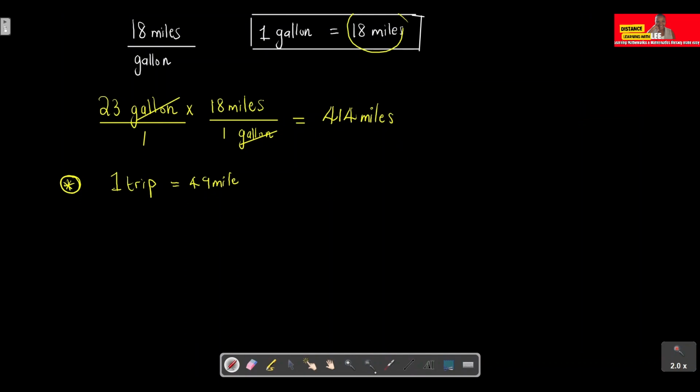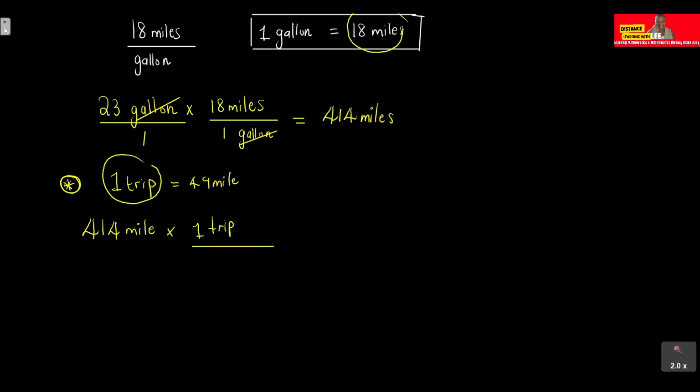Okay, so now we're going to use this new equation that we've obtained to help us determine how many trips we can get out of this full tank. We take that 414 miles, then multiply by what we want. We want to determine how many trips we can get from this full tank, so I'm going to multiply by 1 trip, and then divide by the unit in miles, which is 49 miles.